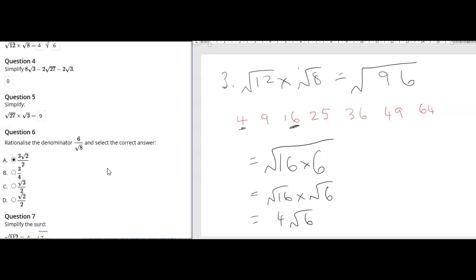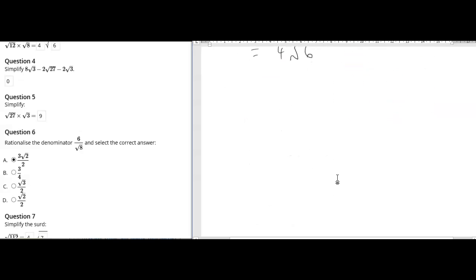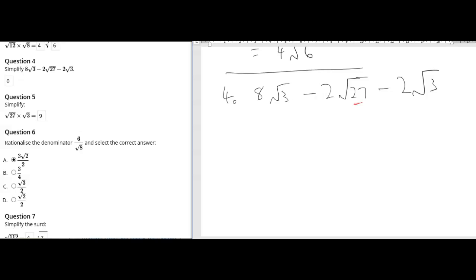Question 4. Simplify 8 root 3 minus 2 root 27 minus 2 root 3. Okay, so just like when we are adding, we need like surds. When we're subtracting, we need like surds also. So let's have a look. Now, I've got 8 root 3. That can't be simplified. Then I've got 2 root 27. That can be simplified, and we'll do that in a sec, minus 2 root 3. So basically, when I look at a question like that, I know that this has to be rewritten as root 3 if you're a bit unsure as to how to simplify that.